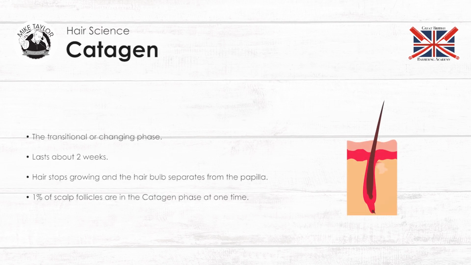Catagen. This is the transitional or changing phase. It lasts about 2 weeks, and this is where the hair stops growing and the hair bulb separates from the papilla. Around 1% of scalp follicles are in the catagen phase at any one time.